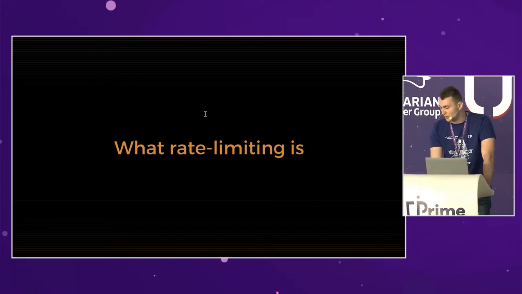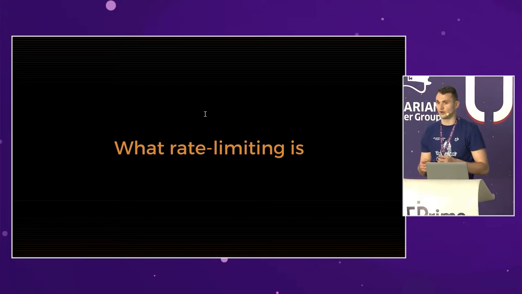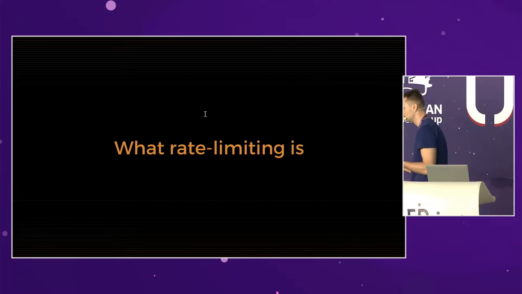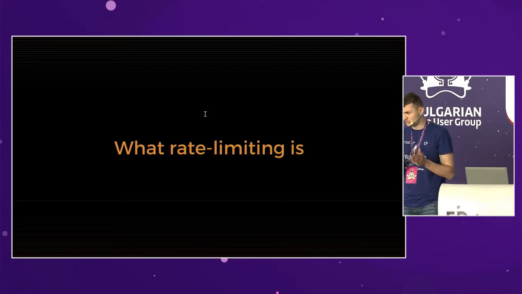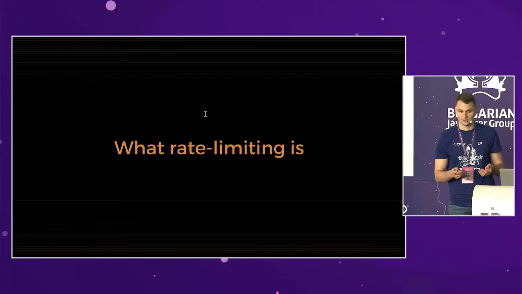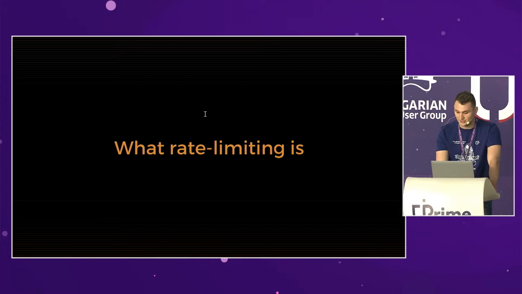So rate limiting is an opportunity to restrict all calls to our API, or if we need to restrict some calls to an external API. So for example, we have a controller and we need to provide some limits, not more often than 100 calls per 1 hour. And we just set a limit on our API and nobody can use it beyond this limit. This is the main idea of rate limiting.